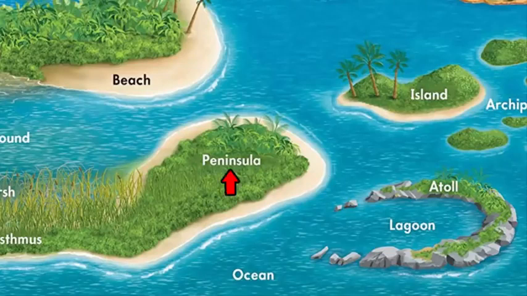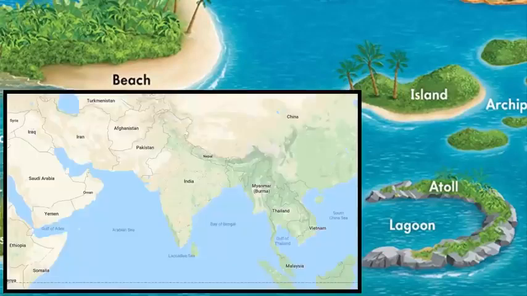The next one is peninsula. Now what is a peninsula? It is a piece of land that is surrounded by water on 3 sides, but the 4th side is connected to the mainland. For example, India is a peninsular country because it is surrounded by the Bay of Bengal in the east, Arabian Sea in the west, and the Indian Ocean in the south. The 4th side is attached to a larger body of land.